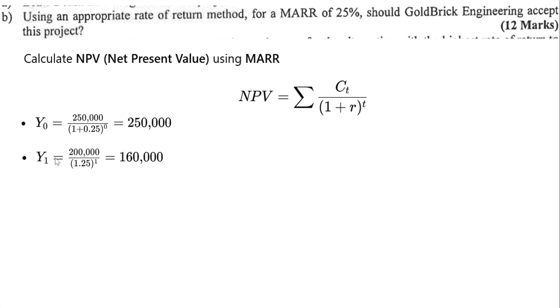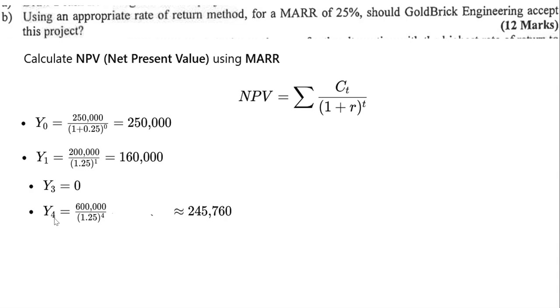On year 1, we are expending $200,000 divided by 1 plus 0.25 to the power of 1. Why 1? Because we are in year 1. So the value is 160,000. On year 3, the value would be 0. On year 2, we have to do the same. And on year 4, we are doing the same.